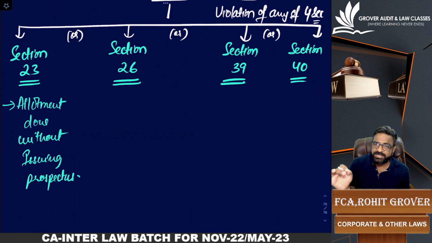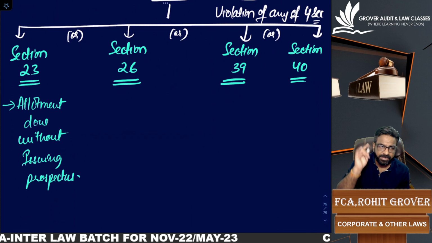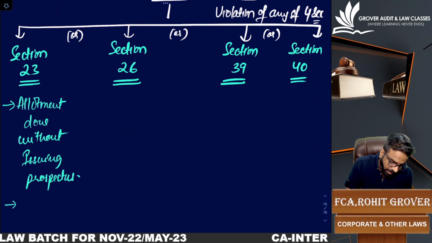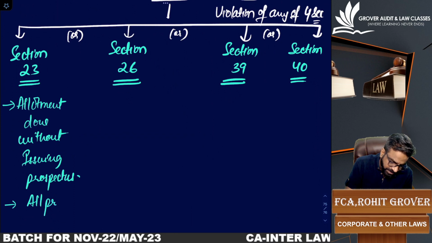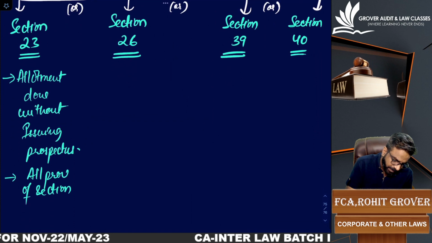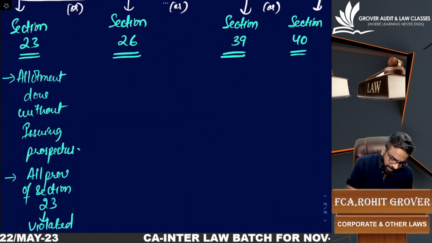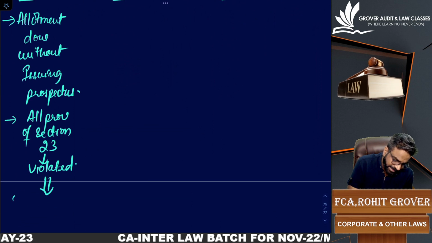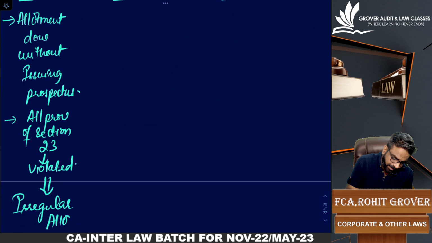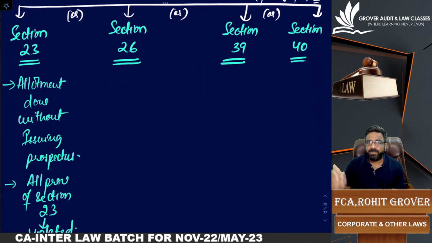Are you violating Section 23, which is the beginning of this chapter? Yes or no? So, allotment done without issuing the prospectus, or all provisions of Section 23 violated. So it will be treated as what? It will be treated as irregular allotment. Clear, everyone?